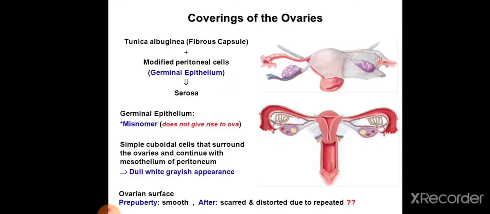So here we can see the coverings of the ovary first, that is the tunica albuginea, the fibrous capsule, then the modified peritoneal cells, and then we have the serosa. Then we come to the germinal epithelium. Germinal epithelium of the ovary is the simple cuboidal epithelium which surrounds the ovaries and continues with the mesothelium of peritoneum. It is dull whitish greyish in appearance. The ovarian surface in the pre-puberty case is smooth, and after puberty it becomes scarred and distorted.